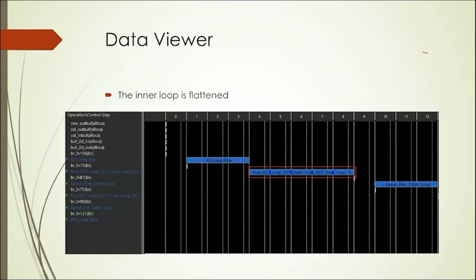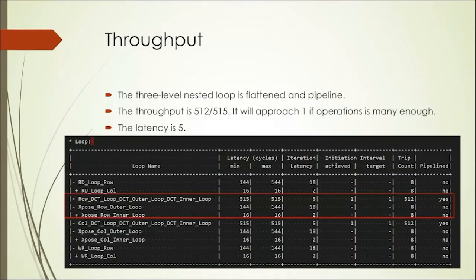Now we synthesize this new design and look into the schedule viewer. That's pretty nice, because the entire nested loop is flattened into one loop. And we look into the throughput. Actually, the area I should highlight is just this column, and ignore these two, because they're not in the same loop.